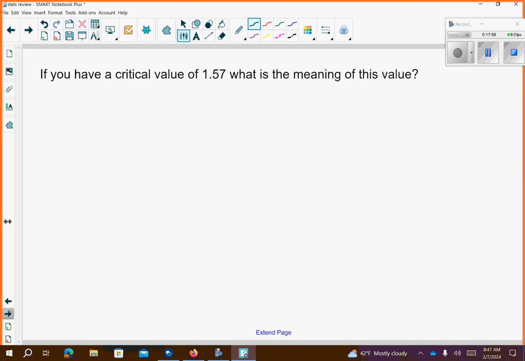All right. So if I gave you a critical value of 1.57, what is the meaning of this? It's the difference between the point estimate and the highest value in the interval. That's what's going to be taking place there.